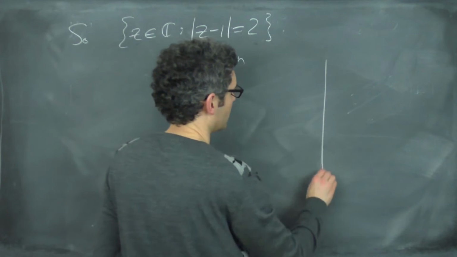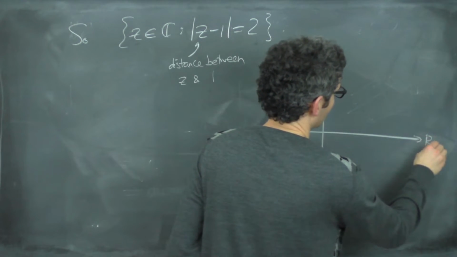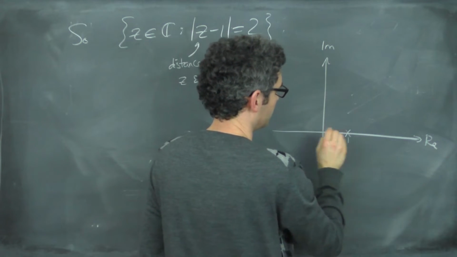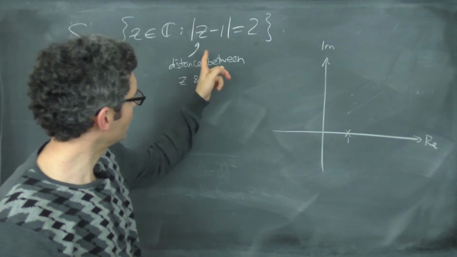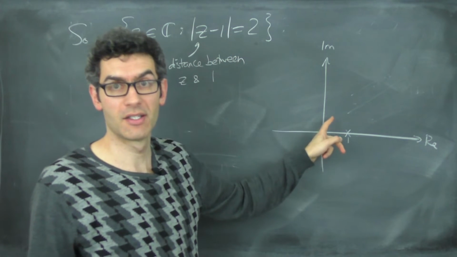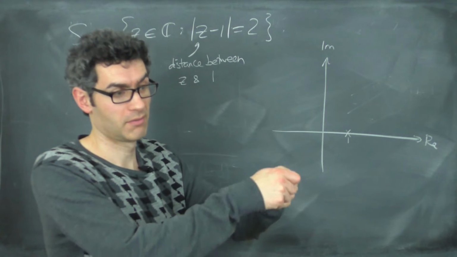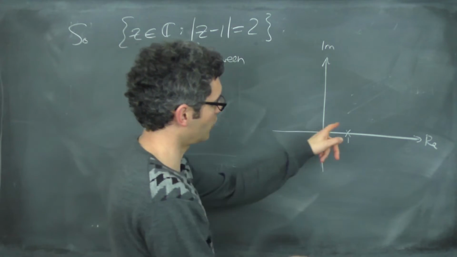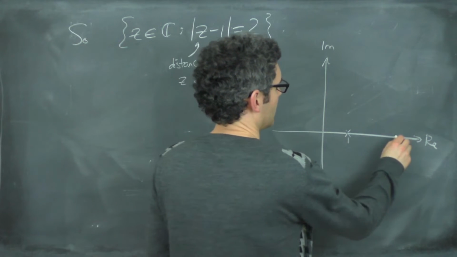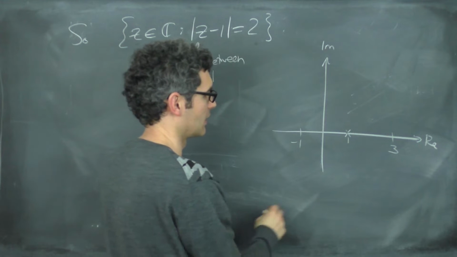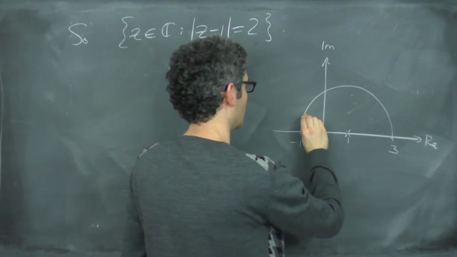So again, I think we're in a good position to draw this now. Here's the number 1, and we're looking for all the points z whose distance from 1 is 2. Well, again, get your compass out, open it out to a distance 2, put one end on the number 1 here, and then you'll get as far as 3 in that direction and as far as minus 1 in the other direction. And overall, you'll have a circle.